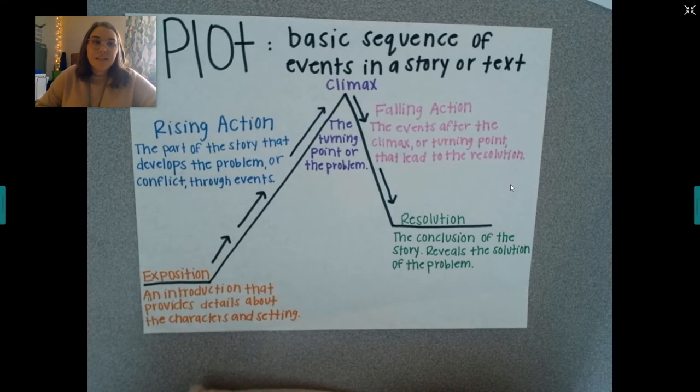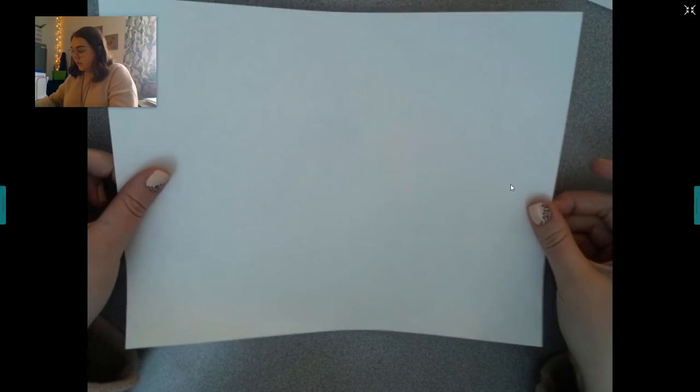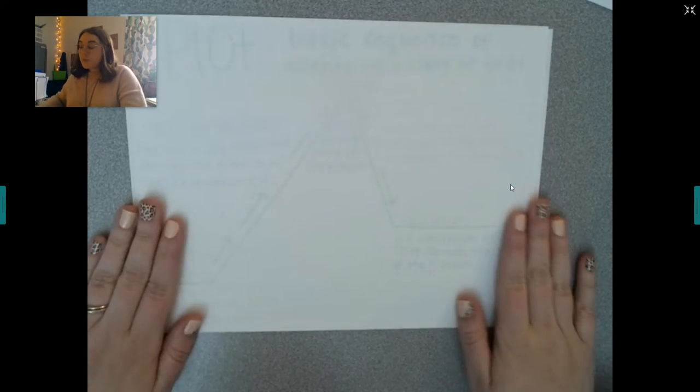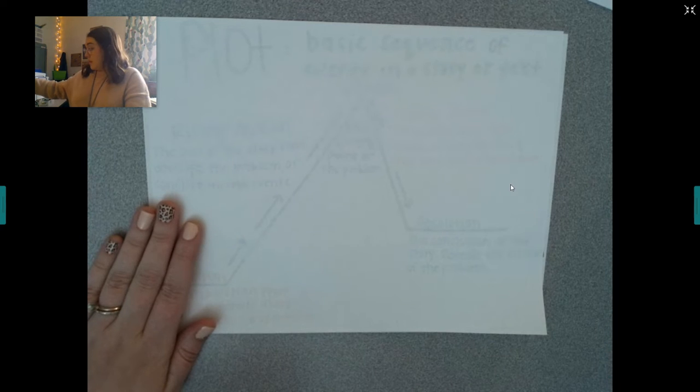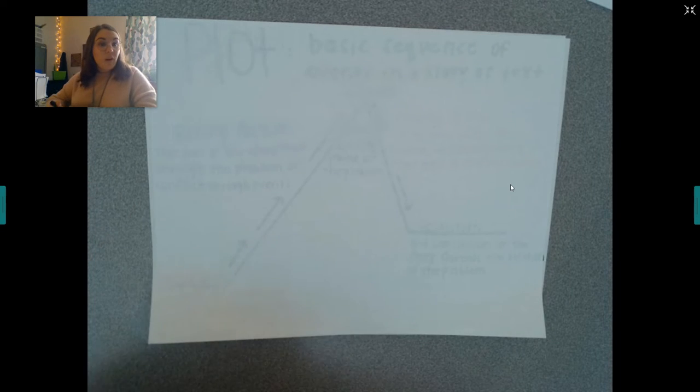Hello, my lovelies. It is time for reading today, and we are still going over plot. So on your paper right now, guess what? Some of you are not doing this like I'm asking you to. If you get on help time and you don't know what happened in today's lesson, it's hard for me to help you. If you don't have any of this drawn, it's going to be hard for me to help you.